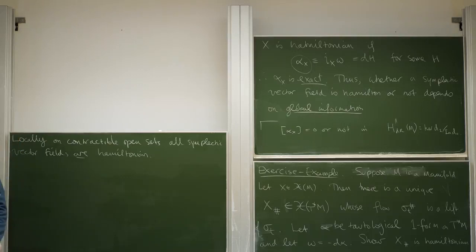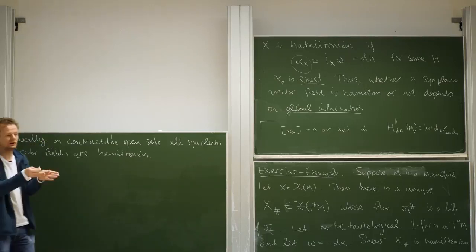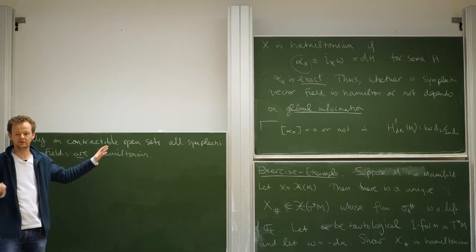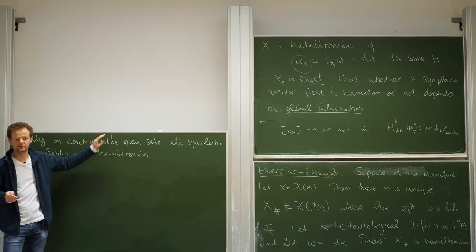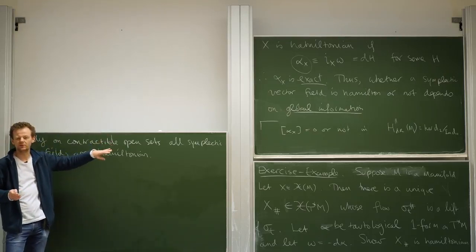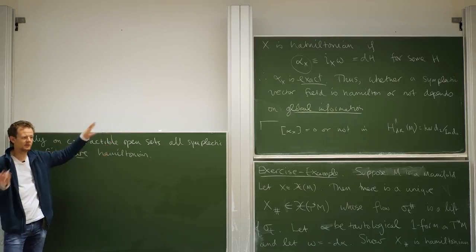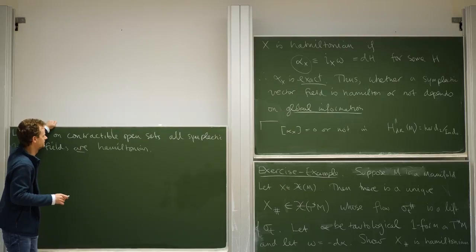And this is really a useful piece of information because it allows us to check if a vector field is Hamilton locally. We don't have to look at the whole global manifold. On contractible open sets, we just have to check this symplectic condition. But if we want our vector field to be Hamilton on an entire manifold, which is non-trivial, then we have some harder work to do.